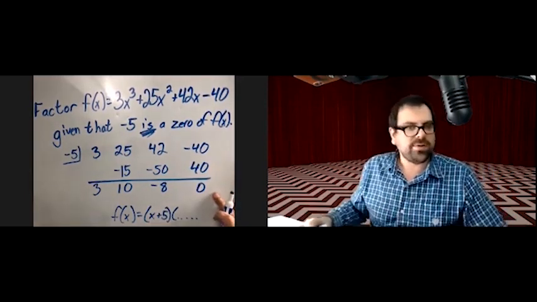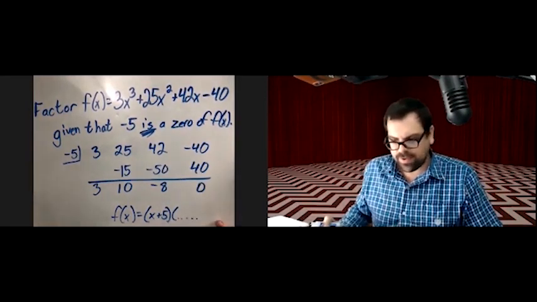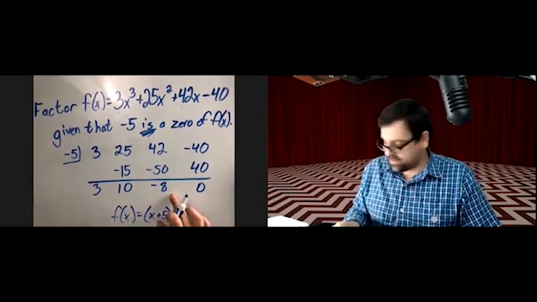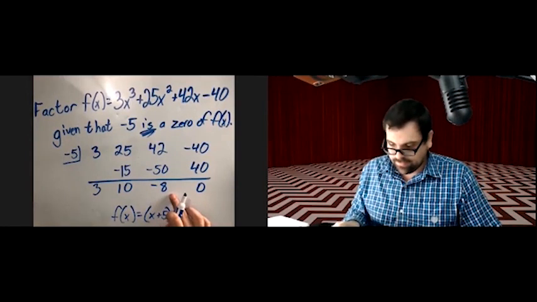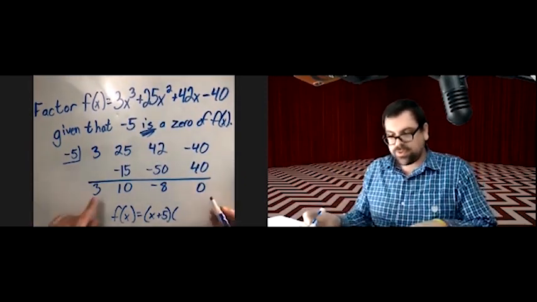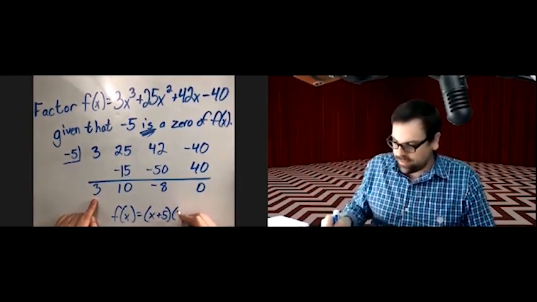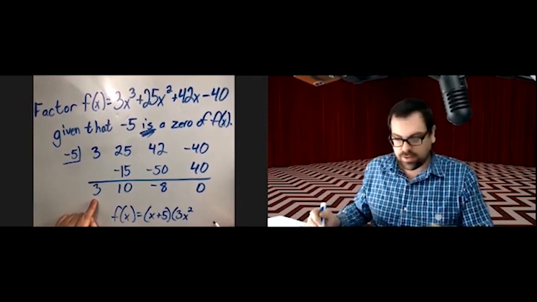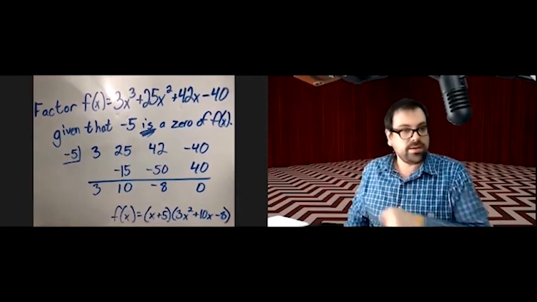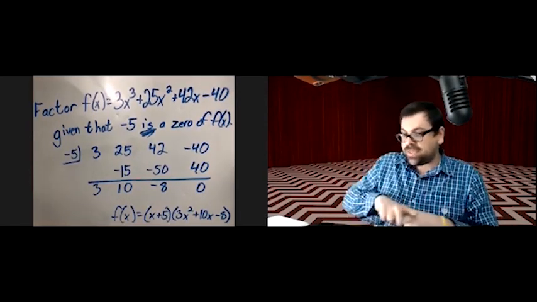So like I said, we're going to get 0 as the remainder. We know that because -5 is a 0. But what we also got was this 3, 10, -8. It started as a 3x cubed. So this 3 in our answer, we lower the x cubed by 1, remember? And it represents a 3x squared plus 10x minus 8. So our next step is going to be to continue to factor.